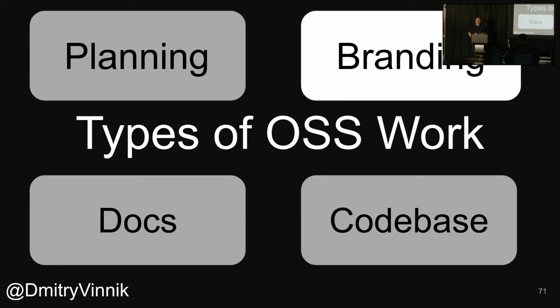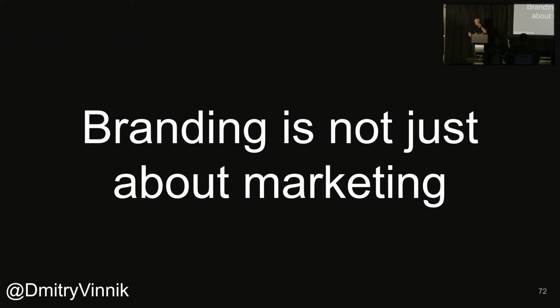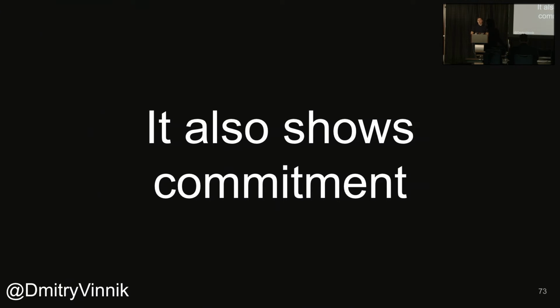The next type of open source work I've seen that goes towards improving open source health is the branding. I mentioned branding a couple times by now, but really branding is a special type of work. It's not just about marketing. It's really about showing commitment. It doesn't mean you have to hire a team of 10 marketers to work on your project. It's the fact that you show that you thought of the name, of the logo, and everything else in between.